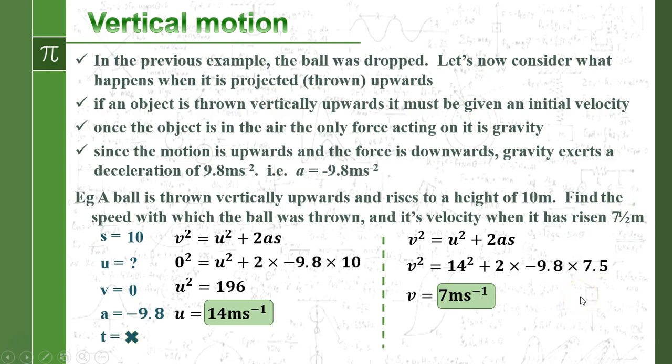The negative value will be the velocity the ball is travelling at when it comes back down, and it's 7.5 meters off the ground on its way back down to the ground. At that point, it will be travelling at minus 7 meters per second, minus because the ball is now moving downwards. So if you clock that one, well played. That's something to be aware of when you're working with these kinds of questions.